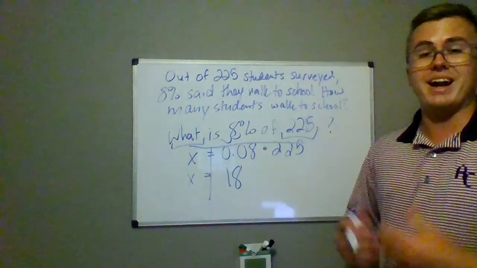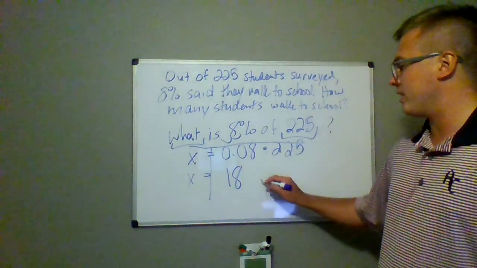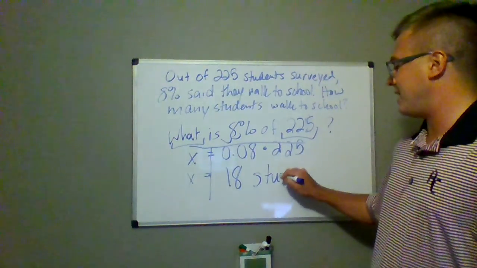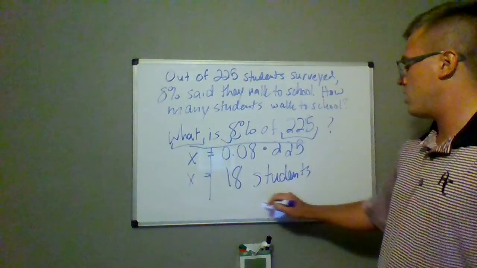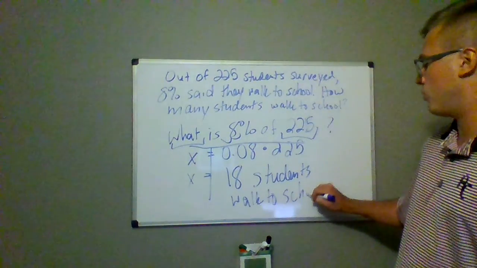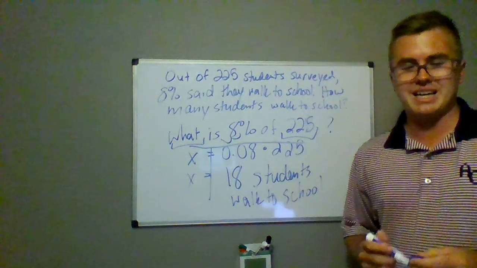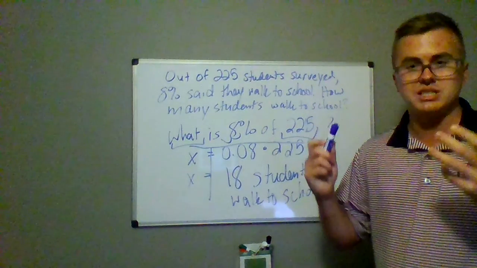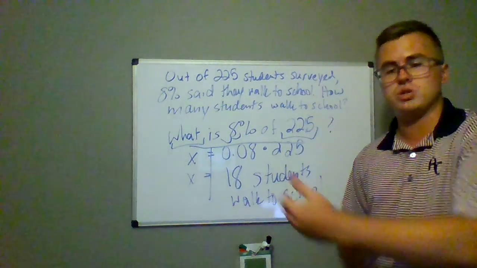And then remember, anytime that you have to do a word problem, we're going to label it. So it's going to be 18 students walk to school, because we want to be precise about what it's asking. It's not asking how many students, it's saying how many students walk to school.